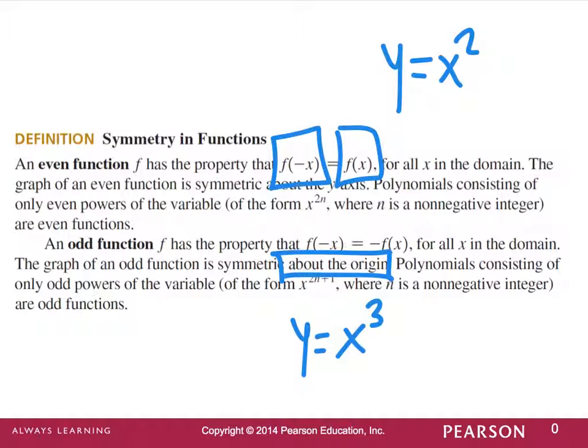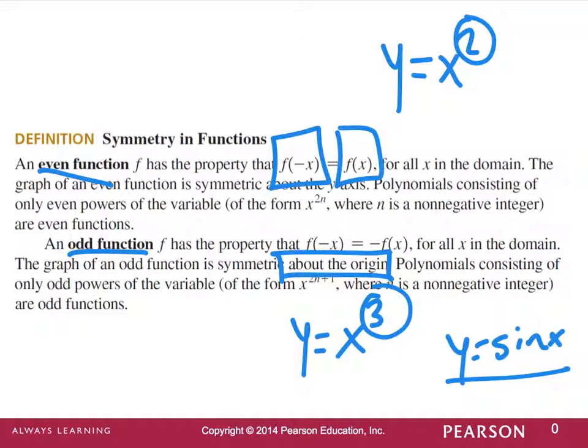Now notice, even functions, even exponent. Odd functions, odd exponent. Not a coincidence there. That is where the names came from. But we are not limited to polynomials. You should know from trig that y equals sine of x is symmetrical about the origin, so that is an odd function. Y equals cosine of x is symmetrical about the y-axis, so that is an even function. So we are not purely limited to polynomials for even and odd and this symmetry.